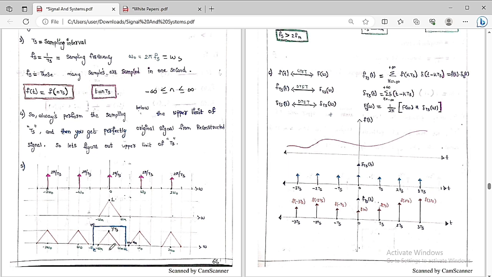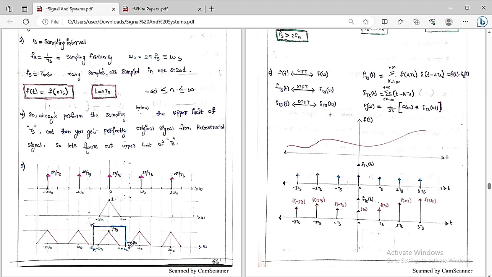At what condition? You can see, this is nothing but omega m. So this is omega naught. This will be omega naught plus omega m. This will be omega naught minus omega m. So this frequency is nothing but omega naught plus omega m. And this is omega naught minus omega m. And this is omega m. And this is omega c.